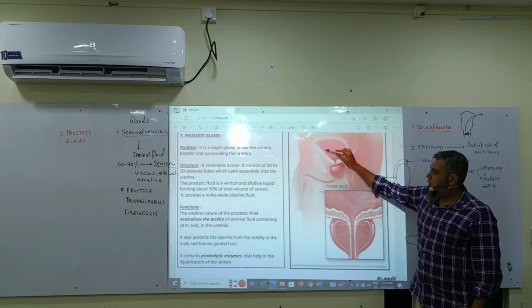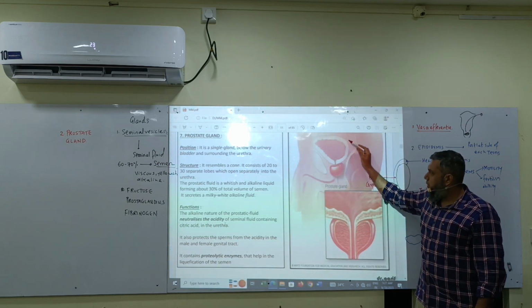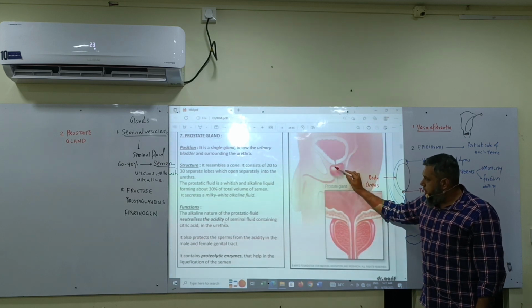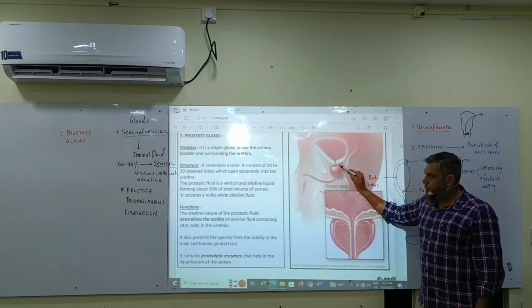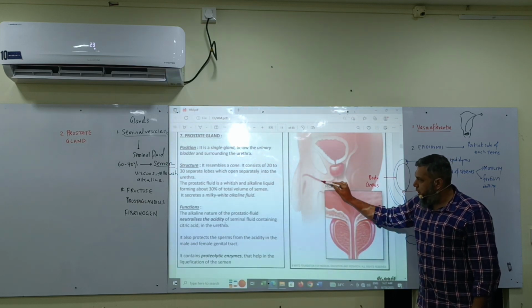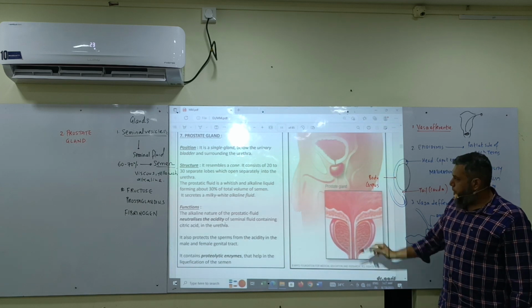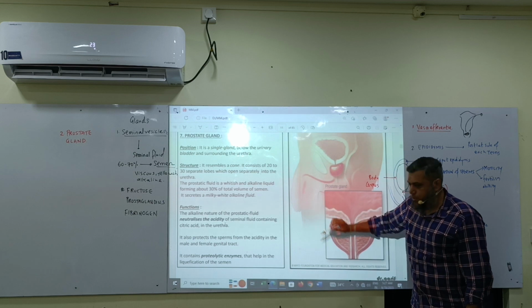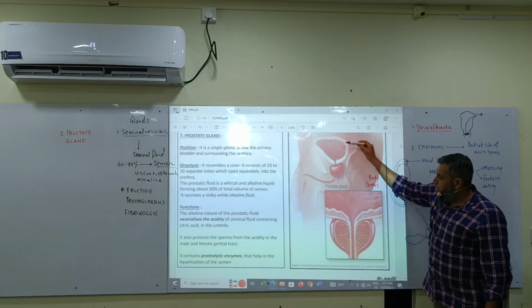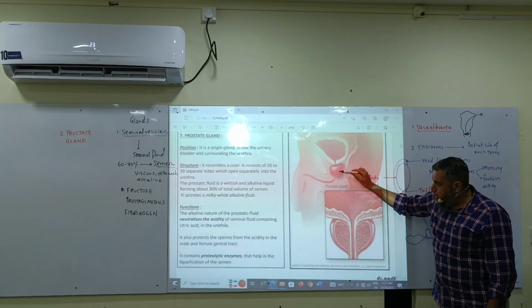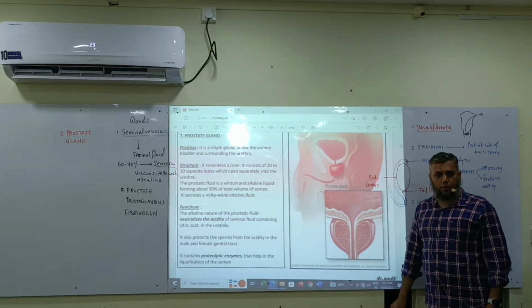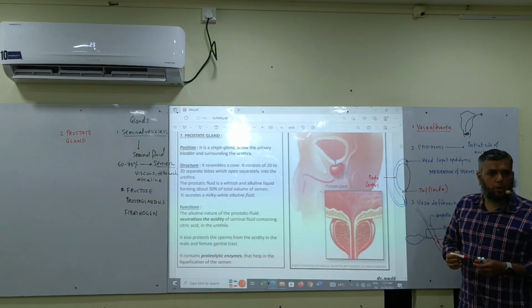Who is this? Urinary bladder. So can I say the prostate gland is a single gland and it is present below the urinary bladder and it is surrounding the urethra. You see the red line going down? That is the urethra, this is the penis. So this is the urinary bladder and there is a single prostate gland below the urinary bladder and it is surrounding the urethra. You got my point, everybody?